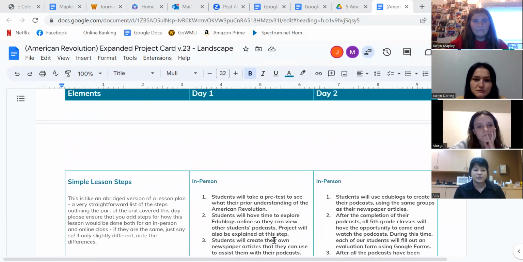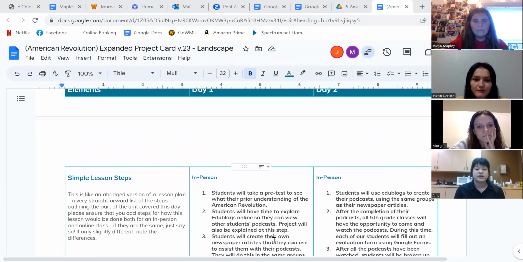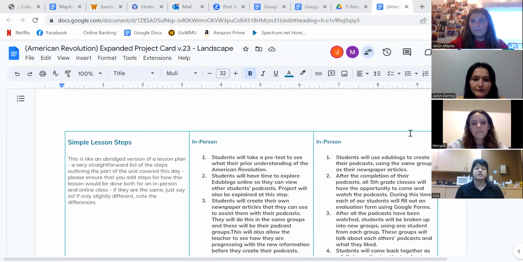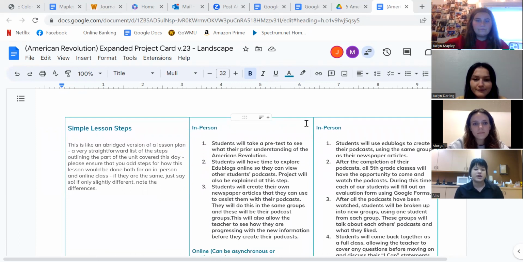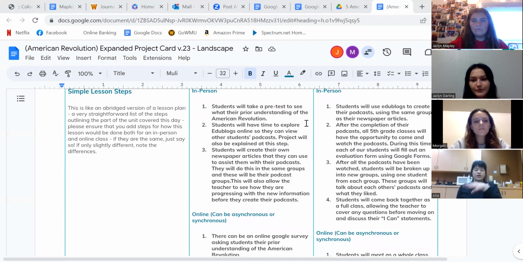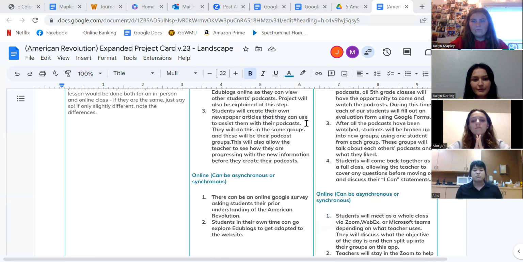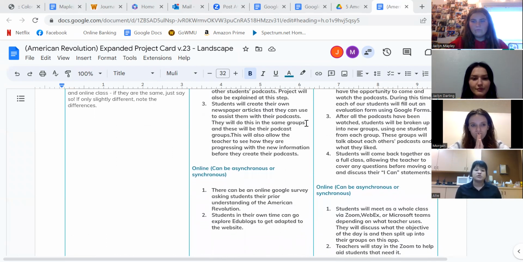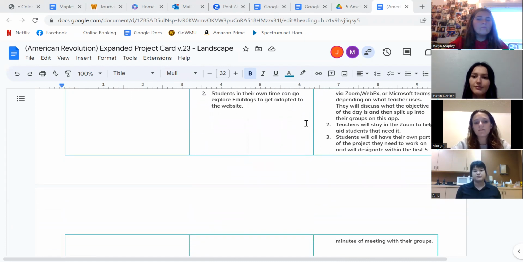Our plan for day 1 is to have our students take a pretest to see what their prior understanding is of the American Revolution. Students will also have time to explore Edublogs online, since our final project is going to be a podcast. This will give them time to explore what that website looks like, because that's what they'll be using. Students are also going to create their own newspapers, in the same groups that they'll do the podcast project in. If we did this online, we would use a Google survey or a Google Doc, so they can do the pretest and then explore on their own time.